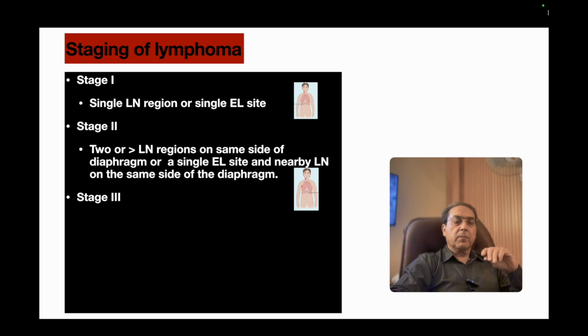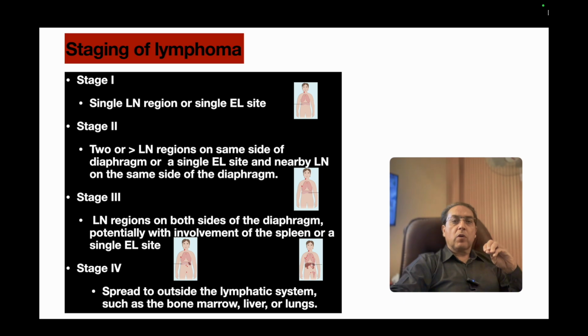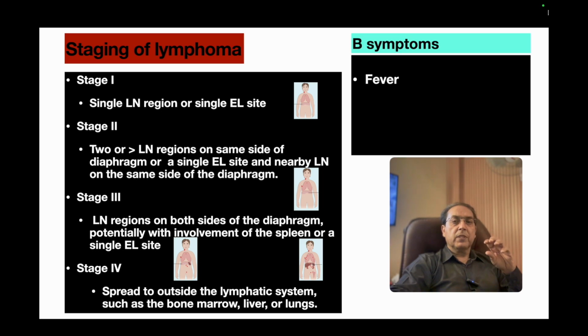Stage 3, the disease can be on both sides of the diaphragm. The lymph node regions on both sides of the diaphragm, potentially with involvement of the spleen or a single extra lymphatic site. And then we've got stage 4. This is a diffuse disease spread outside the lymphatic system such as bone marrow, liver, or lungs. Along with these anatomical stages, we divide the patient as having B symptoms or no B symptoms. The B symptoms are fever, drenching night sweats, and 10% or more unintentional weight loss in the last 6 months. So this is how we categorize the various patients of lymphoma, because this classification and the staging system determines what treatment options we are going to have for our particular patient.